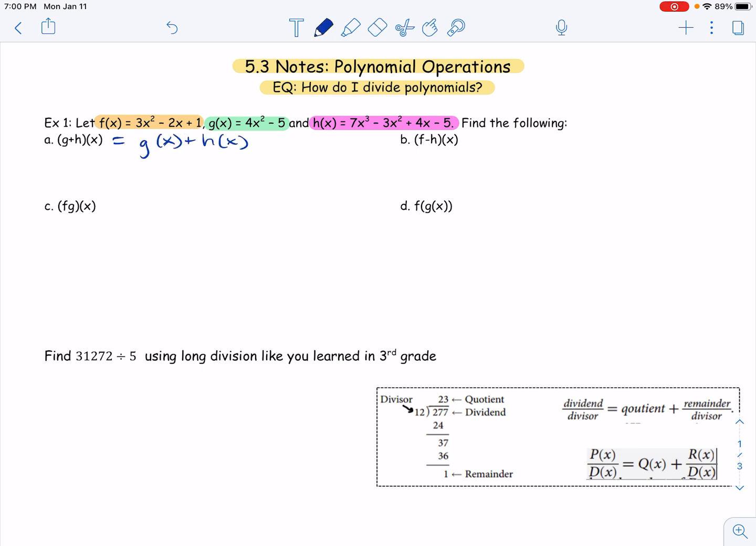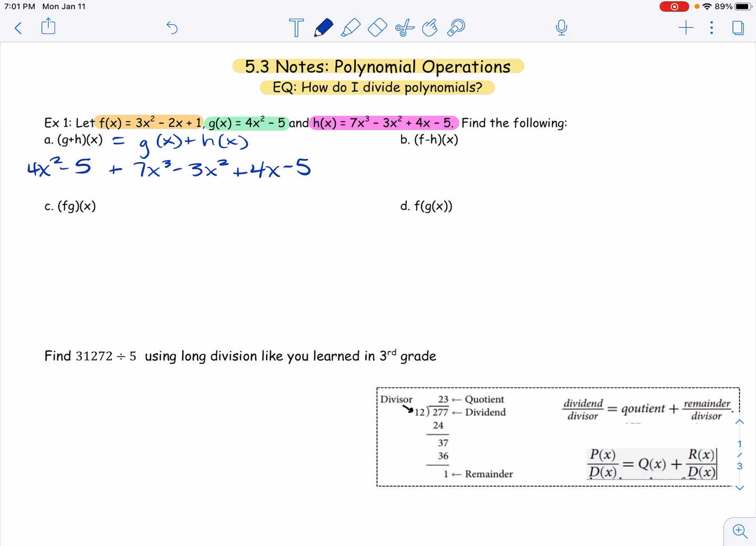So I'm going to take my g of x, 4x squared minus 5, and I'm going to add my h of x function, 7x cubed minus 3x squared plus 4x minus 5. Because it's a positive, because we're adding, we technically do not need to put parentheses around the function. However, if that's going to make you feel better, you are more than welcome to do so. I'm not going to put them because I'm just adding. None of my signs change.